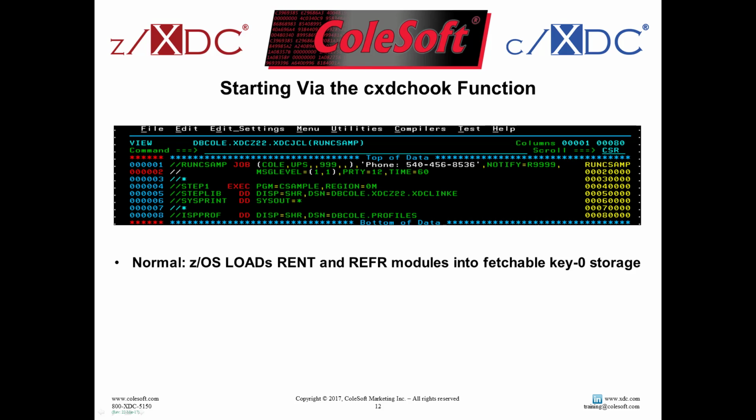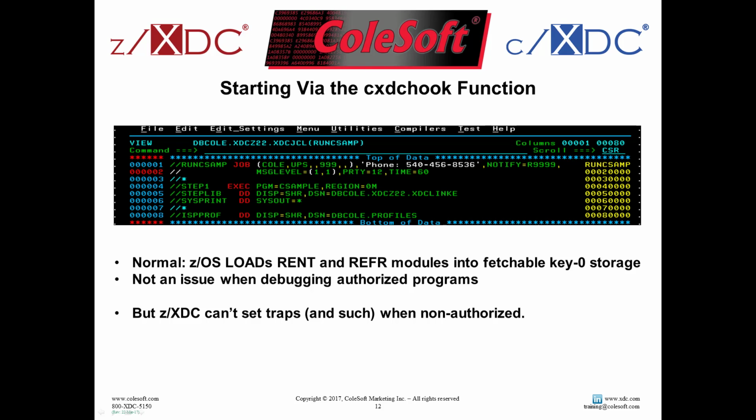Normally, z/OS loads reentrant and refreshable load modules into fetchable key0 storage. This makes sense since such modules are supposed to not be self-modifying. This is not an issue when debugging authorized programs. In such environments, cxdc is completely capable of setting its trapping and stepping zaps into key0 code. But when cxdc is non-authorized, it cannot set traps or perform stepping in key0 code. So you'll have to run a special set of scripts to make cxdc itself authorized, so the stepping and trapping can be done.